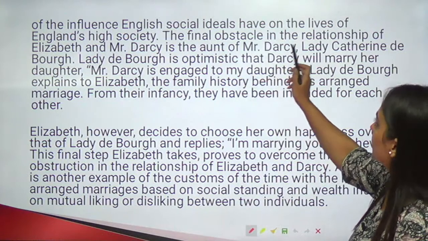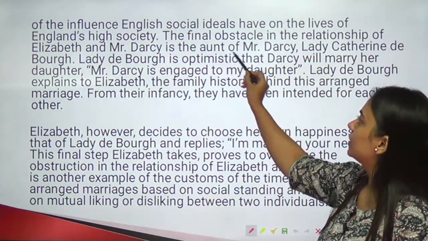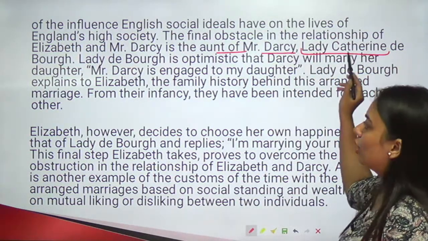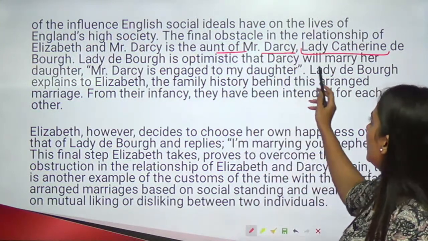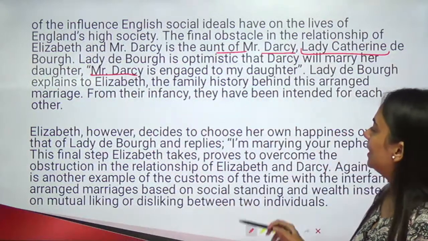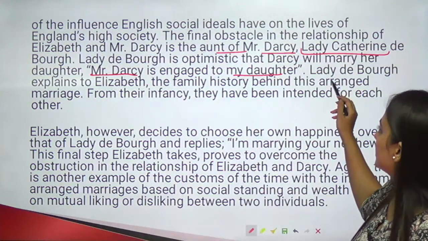The final obstacle in the relationship of Elizabeth and Mr. Darcy is the aunt of Mr. Darcy. Her name is Lady Catherine de Bourgh. Lady Catherine de Bourgh is optimistic that Darcy will marry her daughter. "Mr. Darcy is engaged to my daughter." This is her quotation. Lady Catherine's quotation.